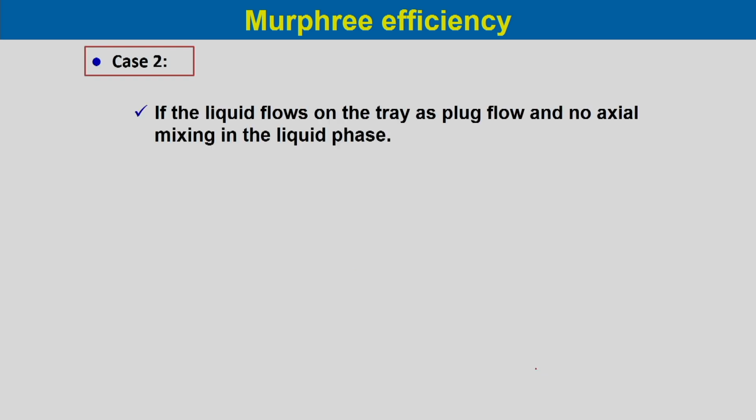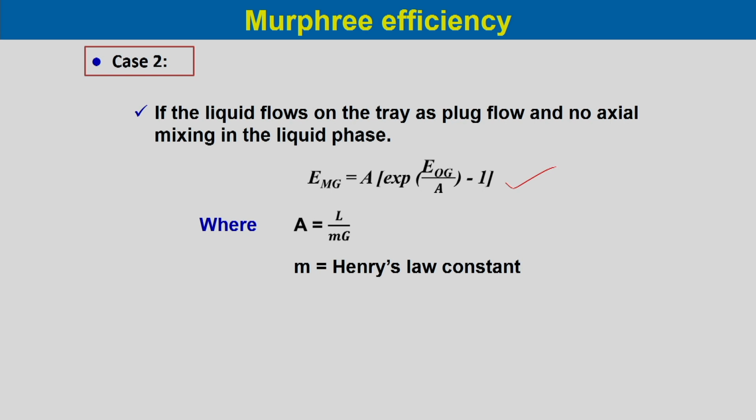Now, for case 2, if the liquid flows on the tray as plug flow with no axial mixing in the liquid phase, in this case E_MG would be equal to A into (exponential of E_OG by A, minus 1), where A is L by mG, the absorption factor, m is the Henry's law constant, L is the liquid flow rate and G is the gas flow rate.